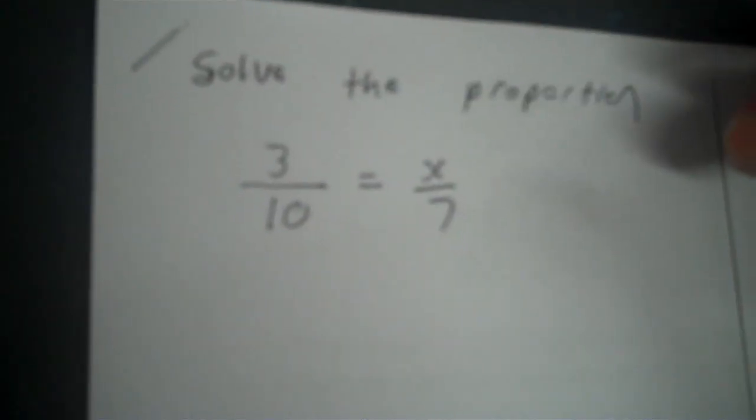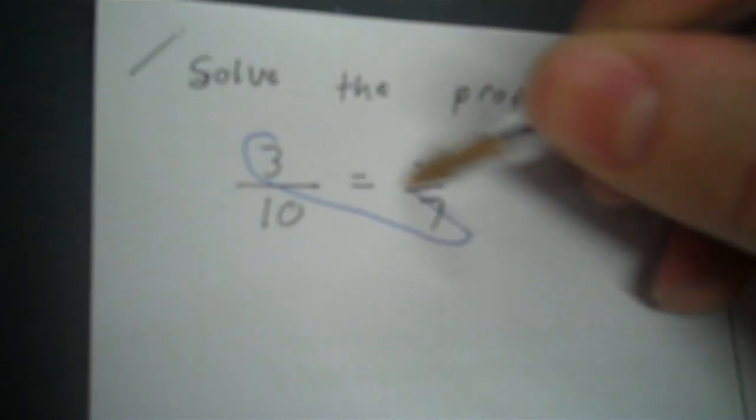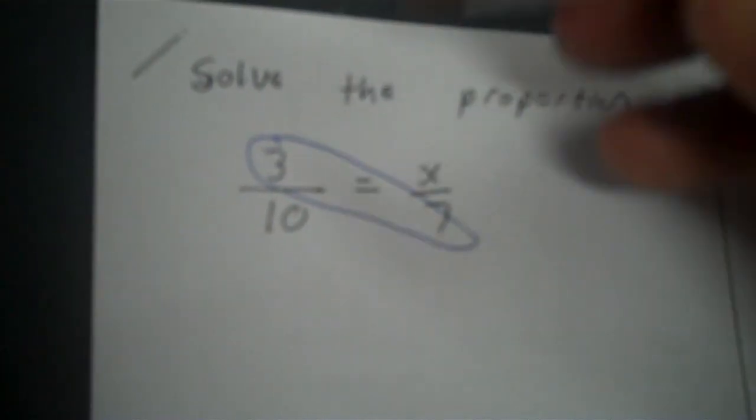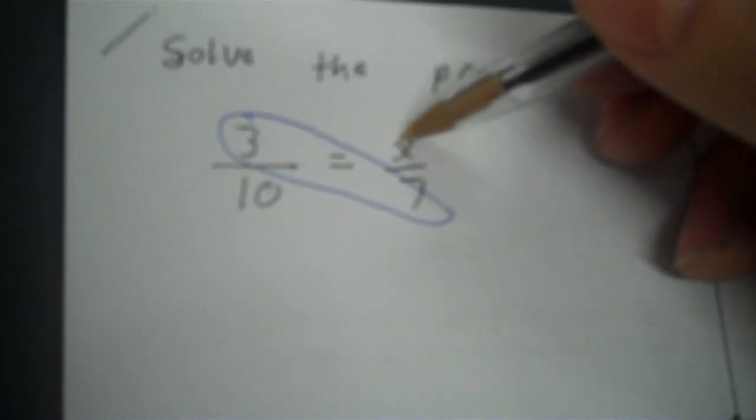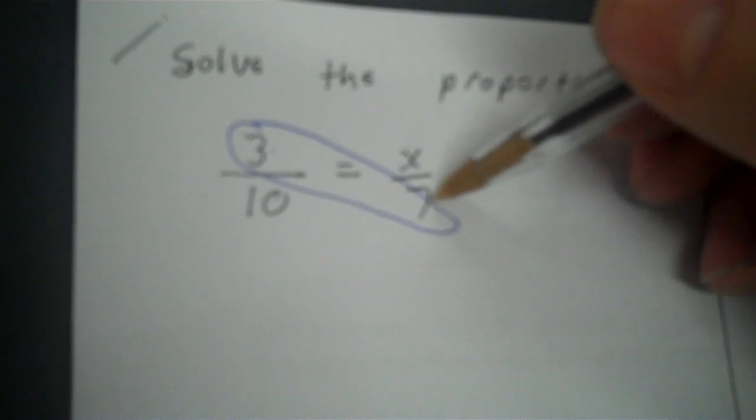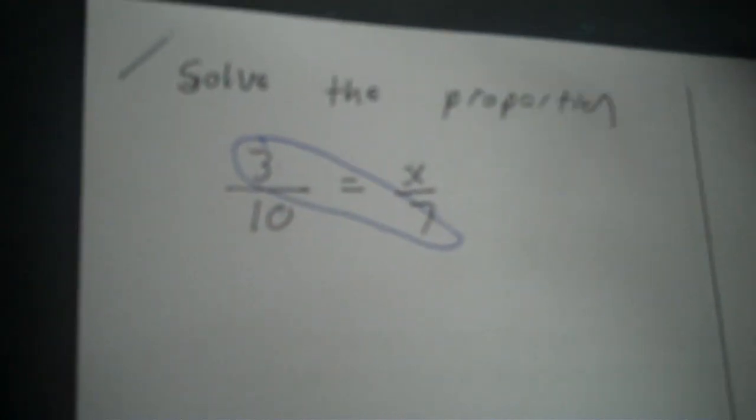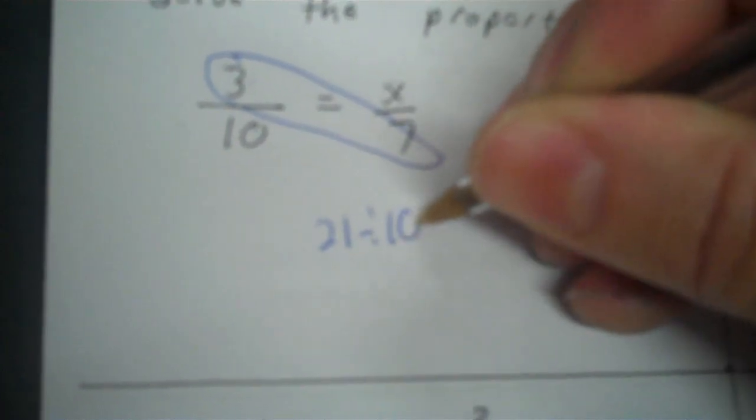Okay, another thing we had this unit is proportions. You're finding the value for x that makes a proportion true. This one's an easy one. You can just cross multiply and divide. If I know one ratio and the other ratio just has an x paired with another number, it's just cross multiply and divide. So 3 times 7 is 21, divided by 10 is 2.1. So x equals 2.1.